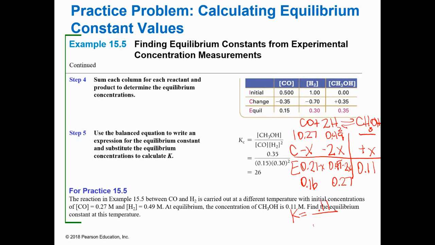Once I've got that, I'm going to plug it in to my expression. So 0.11 goes on top, 0.16 times 0.27 squared. And this one comes out to 9.4. We're just going to leave it at that for the equilibrium expression. Again, if you have questions, please let me know.